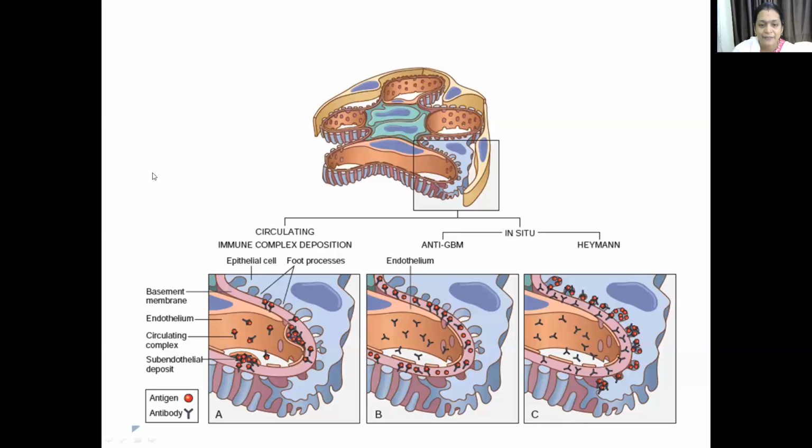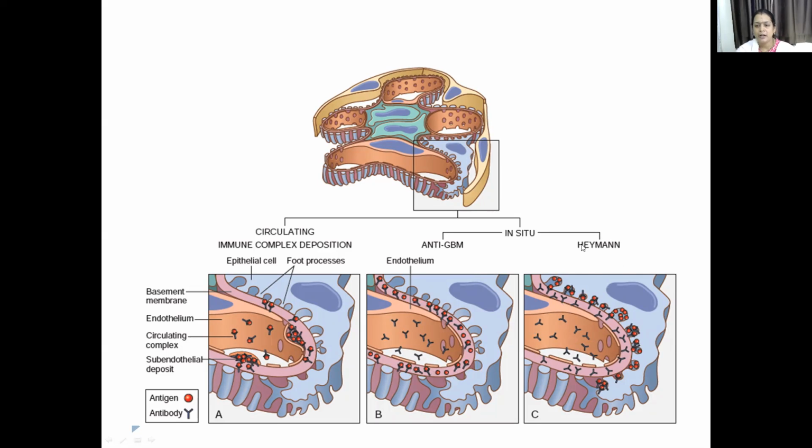Okay, here we have a diagram to represent the glomerulus. I told you this is the parietal epithelial cell layer, the visceral epithelial cell layer, this is the endothelium, and this is the mesangium. Here we are magnifying the picture, wherein the circulating immune complexes, the antigen antibody, get planted and deposit subepithelially. Here we are seeing the anti-GBM, wherein the basement membrane itself is identified as the antigen, there is antibody formation to it, and the antigen antibody reaction happens here.